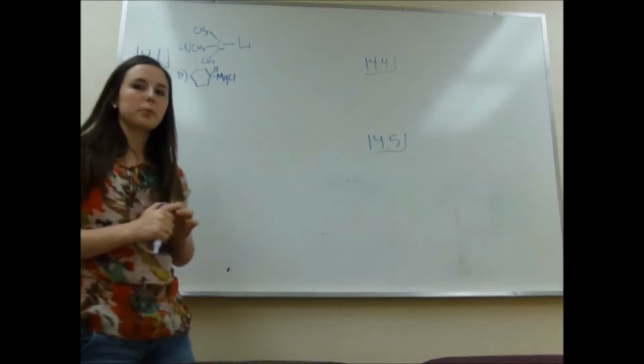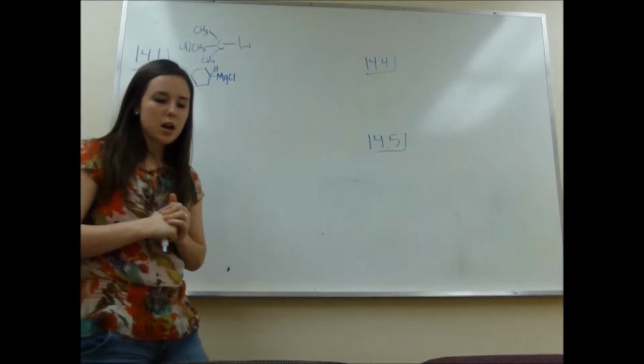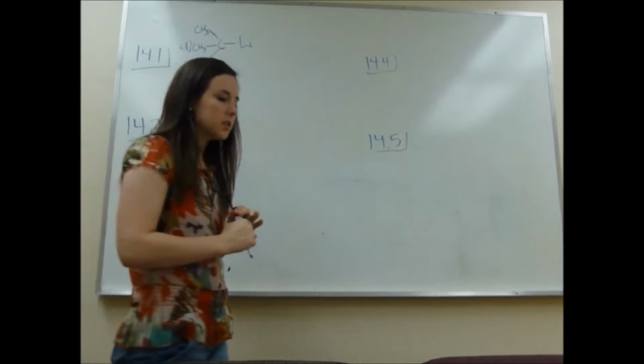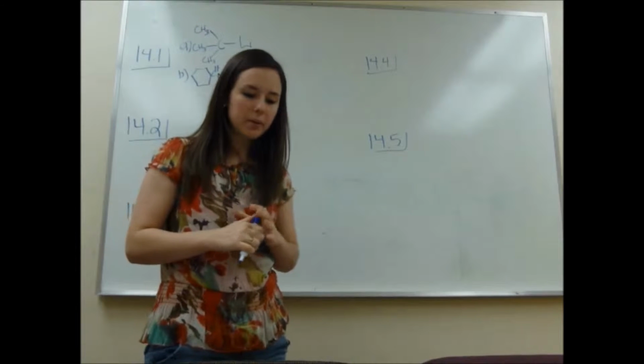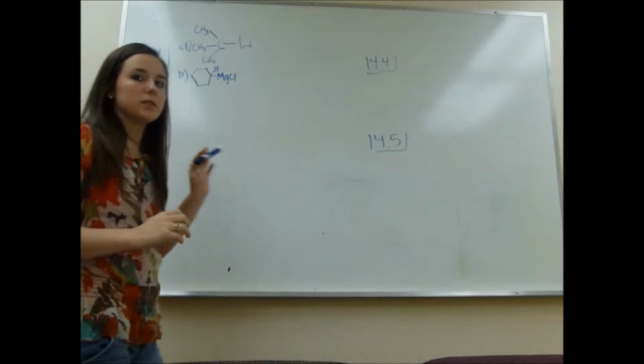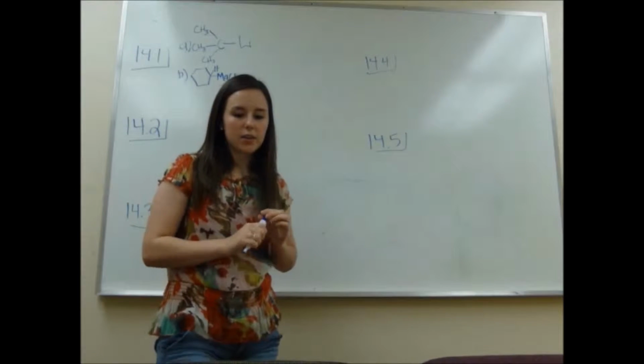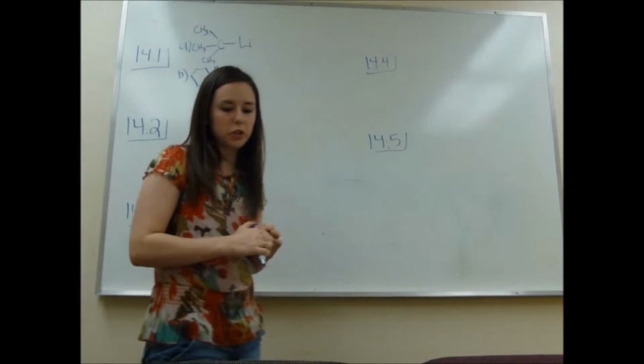This is pre-problem 14.1. A is CH3, 3 methyls on a carbon attached to a lithium. The metal lithium is considered the parent, and the alkyl group is bonded to a tert-butyl.